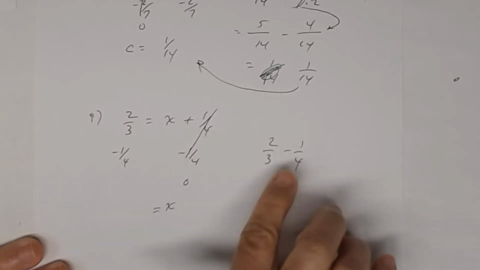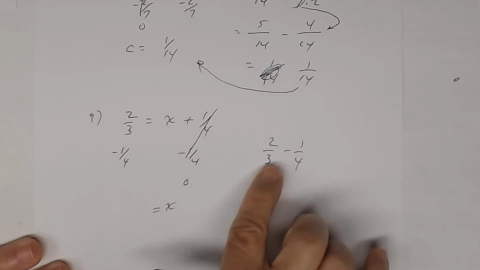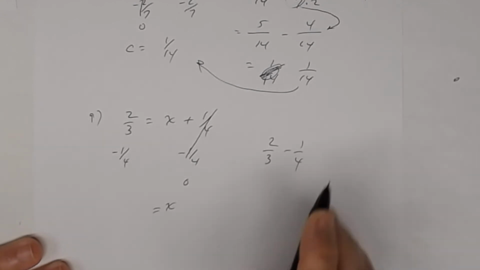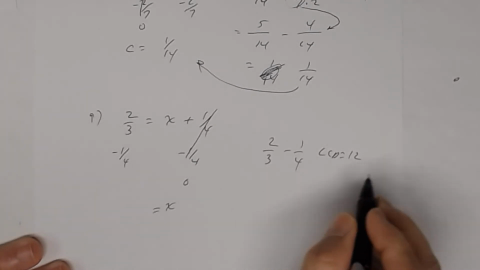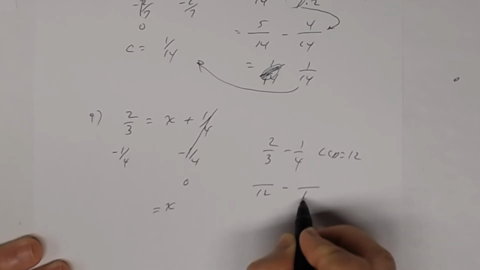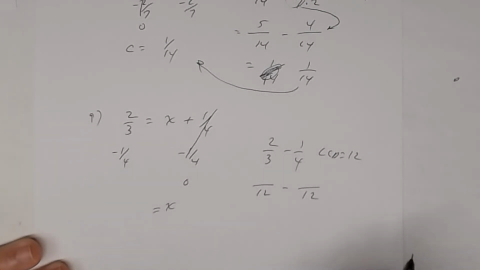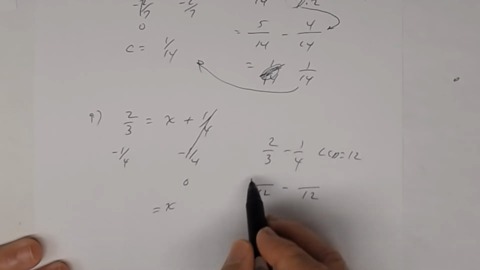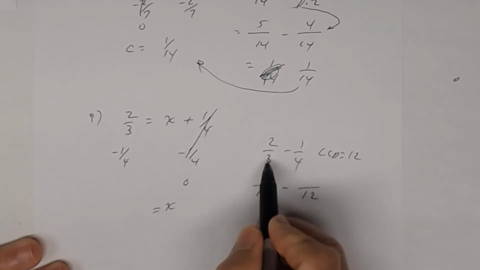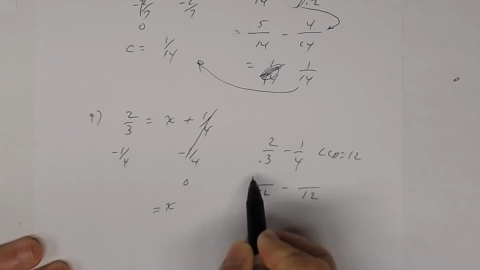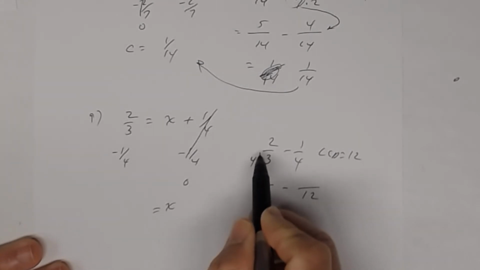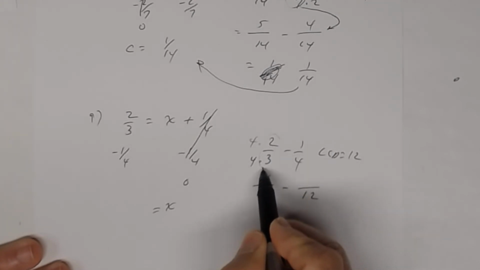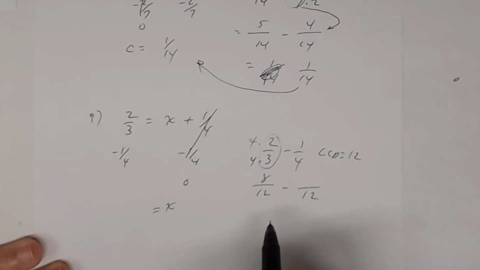2/3 minus 1/4. The least common denominator of 3 and 4, the smallest number that 3 and 4 go into evenly, is 12, right? LCD here is 12. So I'm going to write two fractions with 12 as the denominator. So I want to go from 3 to 12. So 2/3 is equivalent to what fraction? I need to multiply 3 by what to get 12? Well, 3 times 4, but what I do to the denominator, I must do to the numerator. So 2 times 4 is 8. So 2/3 is equivalent to 8/12.